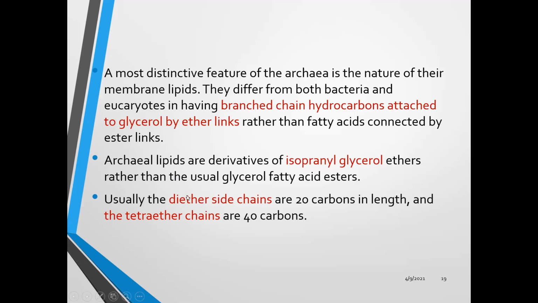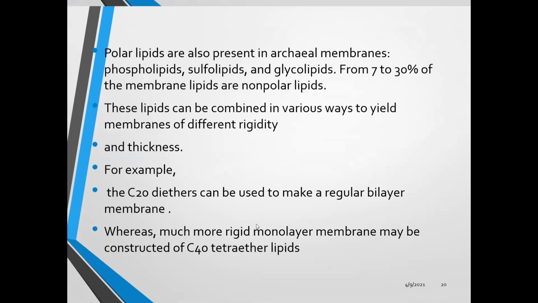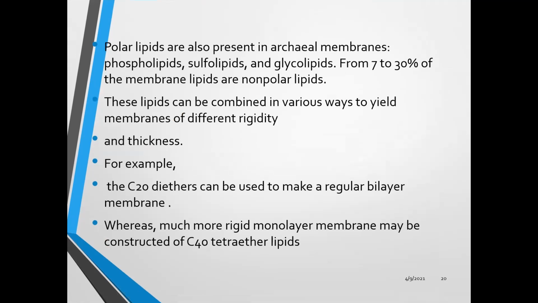It usually contains diether side chains of C20 carbons, meaning 20 carbons in length, and some are of tetraether chain of 40 carbons. Polar lipids are also present in the archaeal cell membrane, like phospholipids, sulfolipids, and glycolipids. From 7 to 30% of membrane lipids are non-polar.